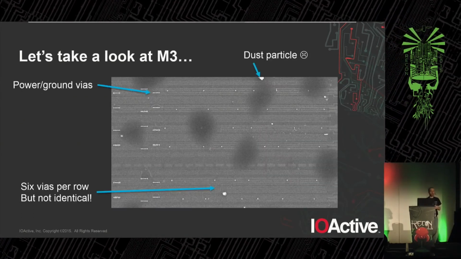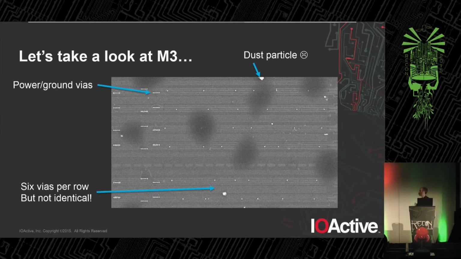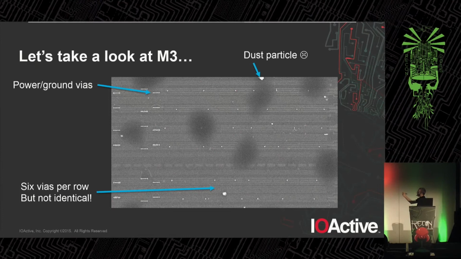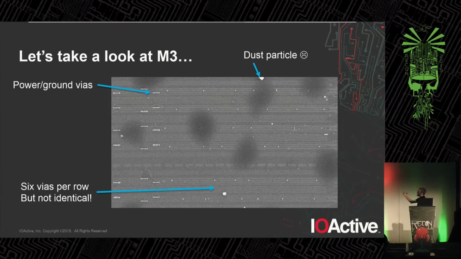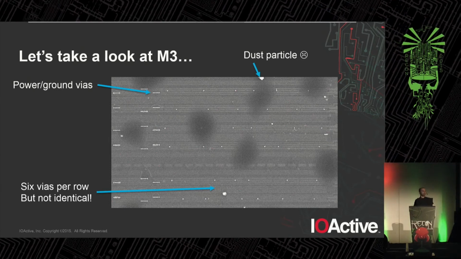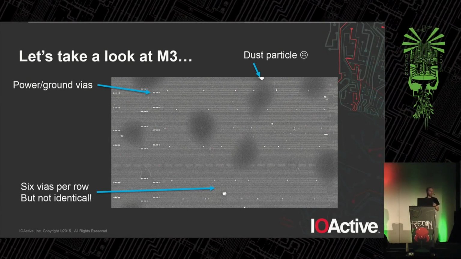So now let's take a look up at metal 3. So we can see there's power and ground routing here. We'll ignore all of that for now. But there are sets of 1, 2, 3, 4, 5, 6 vias per row. What's more interesting is there are always 6 vias per row, but they're not all in the same place.